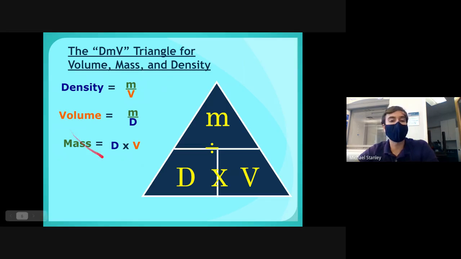So that is probably the most important thing that I wanted to get across to you guys about density today, which is the density equation, comparing the mass and the volume of an object, and how you can use any one of these three equations to find your unknown variable, whether you want to know density, volume, or mass. As long as you know what the other two numbers are, you can do one of these equations to find out the third one.